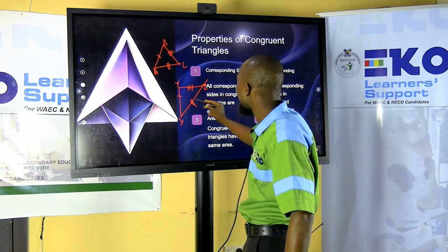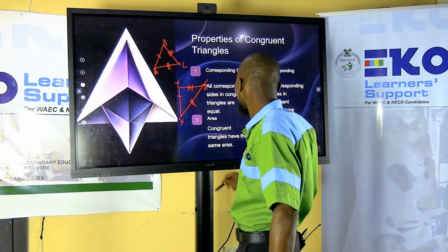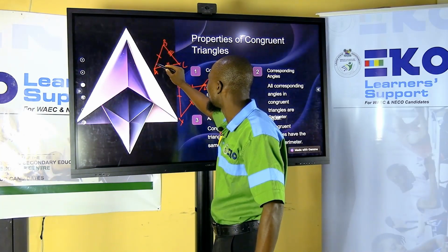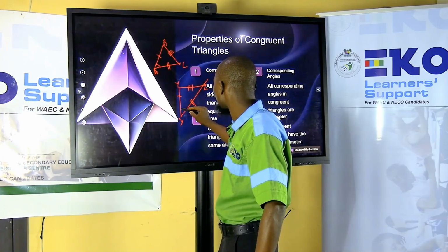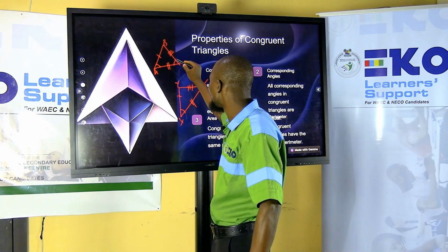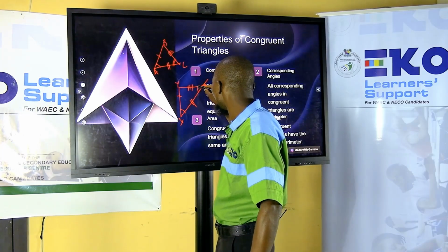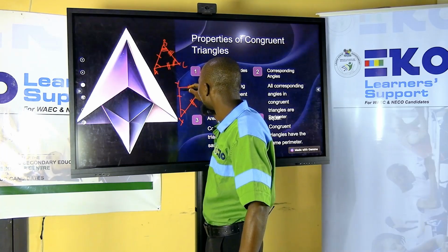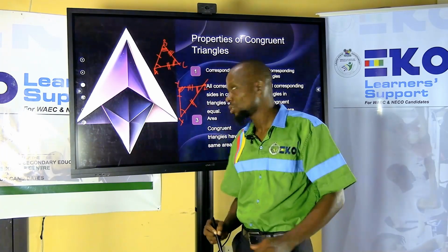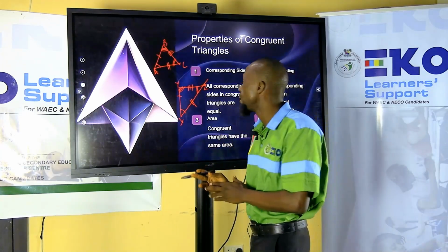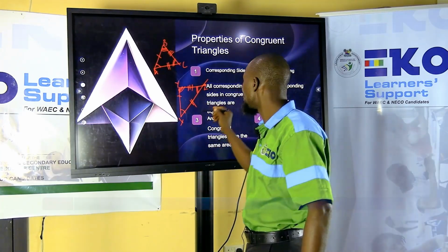All corresponding sides are equal. This is equal to this, this is equal to this, this is equal to this. Also, all corresponding angles are equal. So it means the angle between 1 and 2 here will be equal to the angle between 1 and 2. The angle between Mark 2 and Mark 3 is this; it must be the same as the one here. The angle between Mark 3 and Mark 1 here must be the same as this. So that is what we mean by congruent. They are congruent, meaning they have the same angles and the same sides.